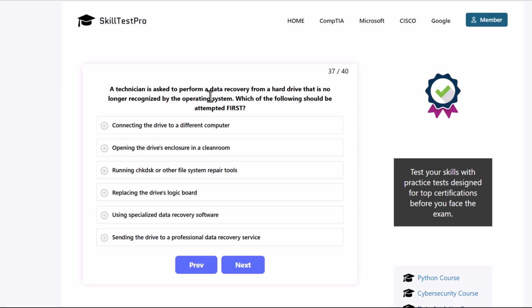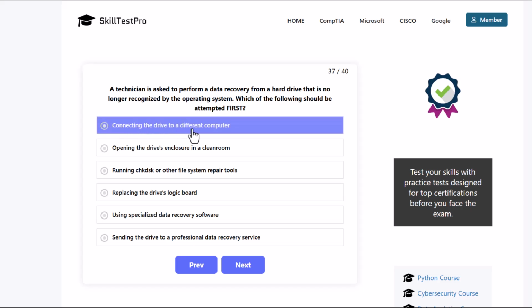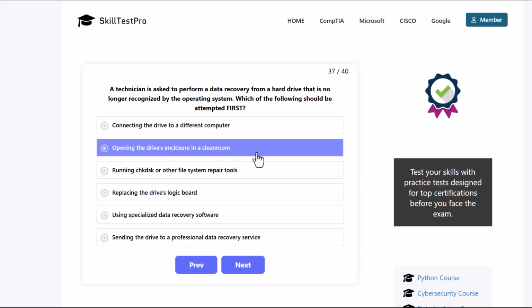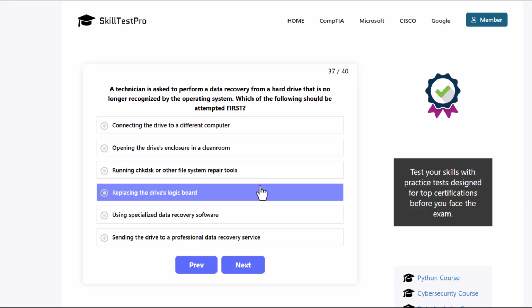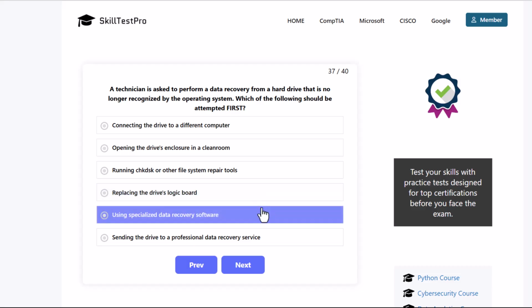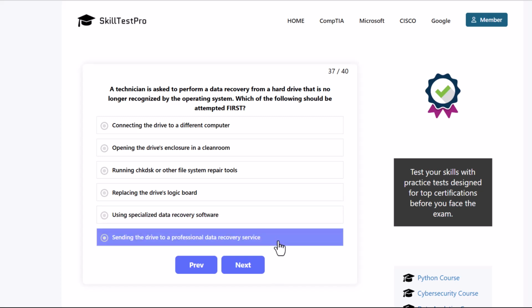A technician is asked to perform data recovery from a hard drive that is no longer recognized by the operating system. Which of the following should be attempted first? Connecting the drive to a different computer, opening the drive's enclosure in a clean room, running check disk or other file system repair tools, replacing the drive's logic board, using specialized data recovery software, or sending the drive to a professional data recovery service.